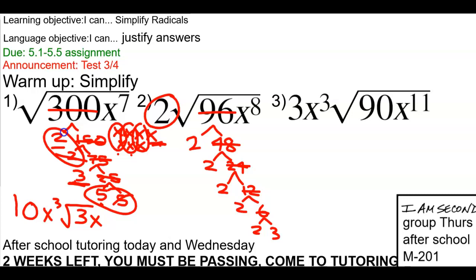Now, let me tell you something people do that's wrong. Dead wrong. Some people want to circle this. This is not part of this tree. Okay, get that out of here. Now, so we circle this pair of 2.